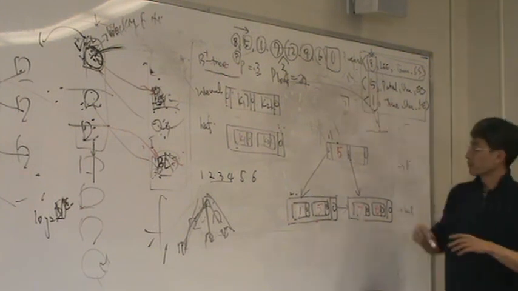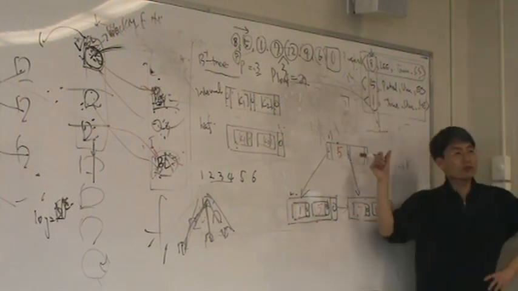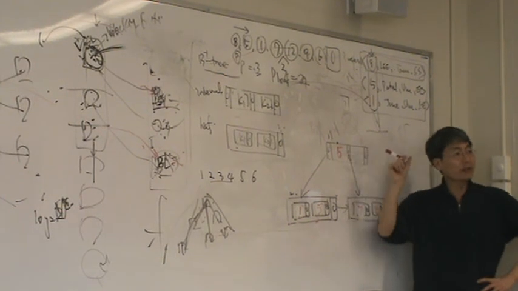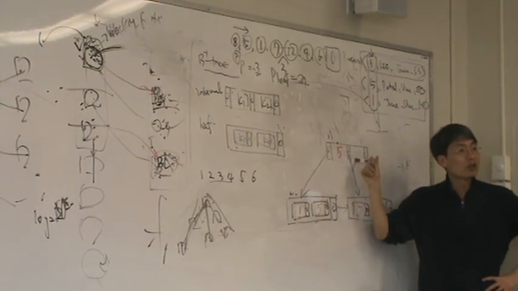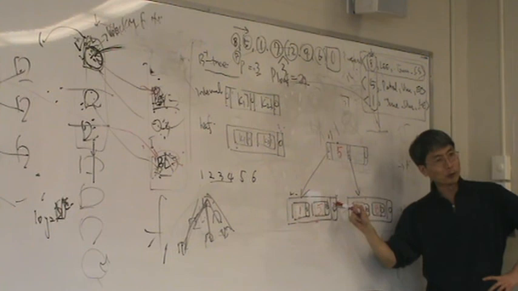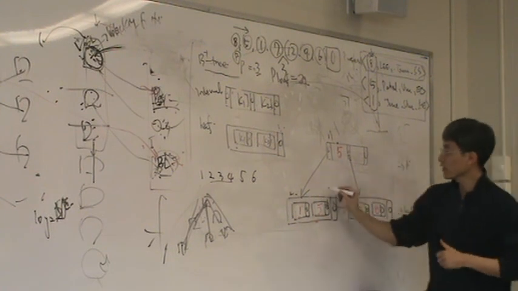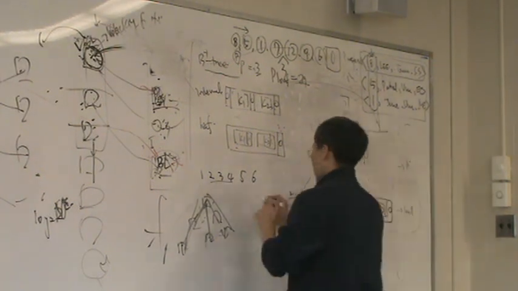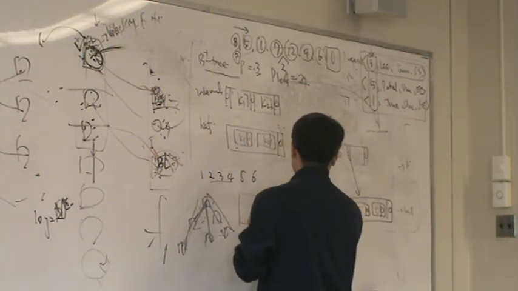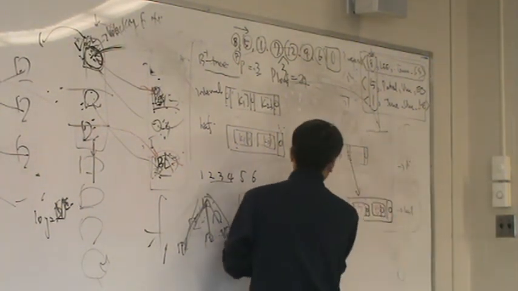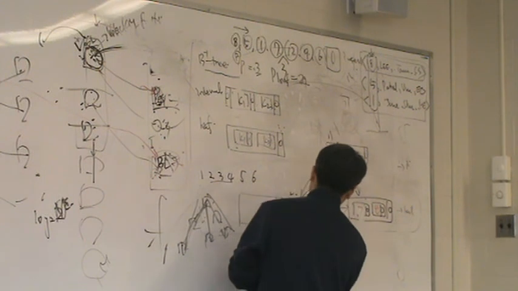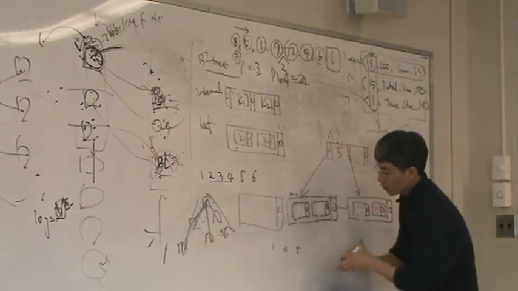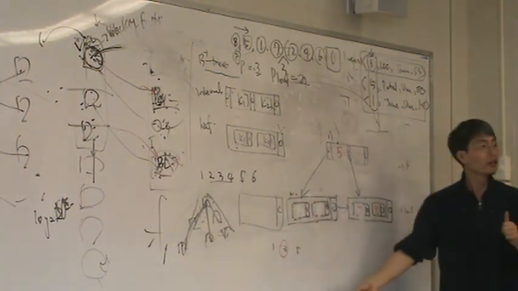Okay, then next 3. Where does it go? We have space, so can we insert the 3 over here? No. Always leaf, no. So 3 is here. It's full. What happened? We need to split. Okay? 1, 3, 5. So we have 1, 3, 5. Find the middle value. The middle value will be promoted.